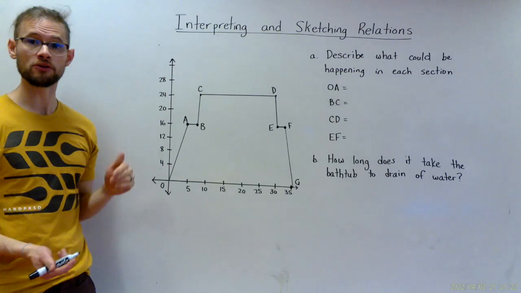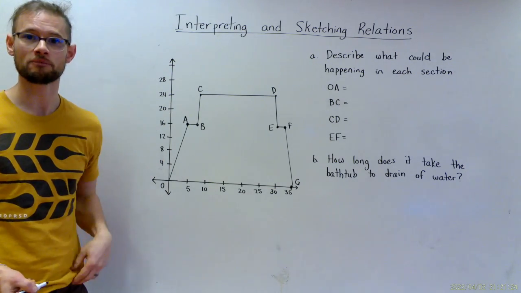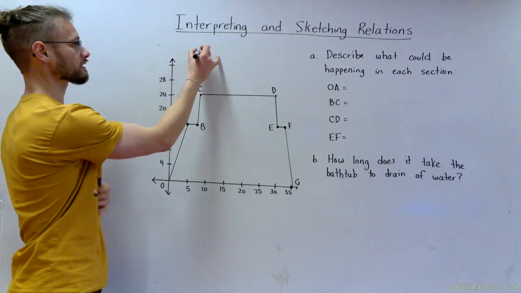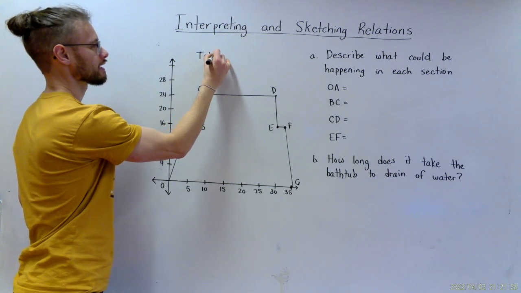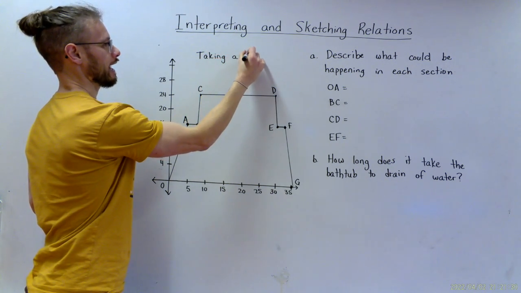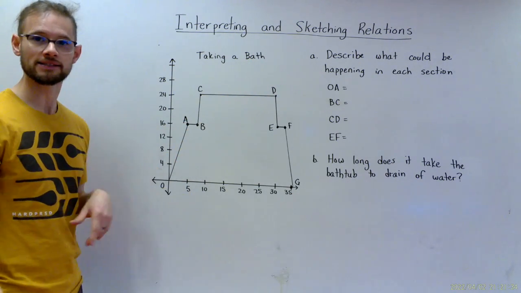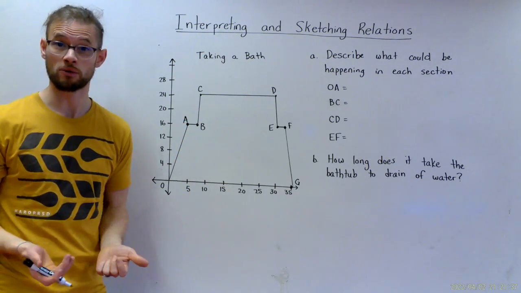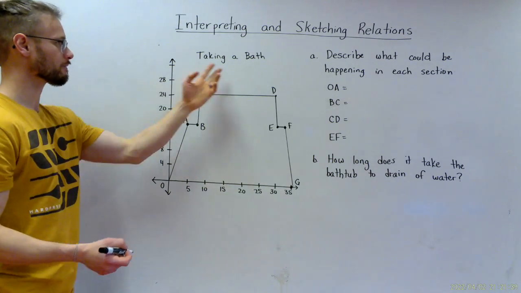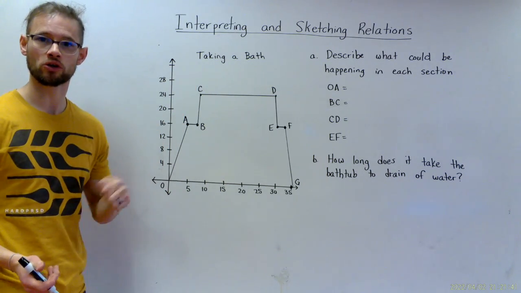And so every graph should have a title, and I haven't put one on there yet. So for this first example, I'm going to simply say, taking a bath. Without a title and without the axes labeled, we don't really know what we're looking at. So when I'm thinking about taking a bath, what two variables could be compared?